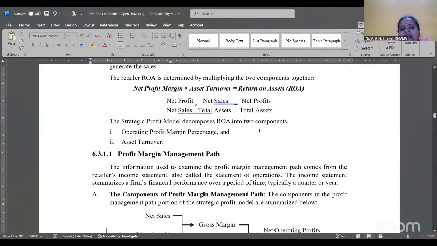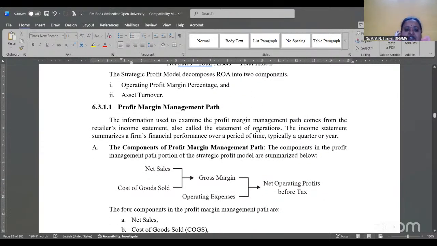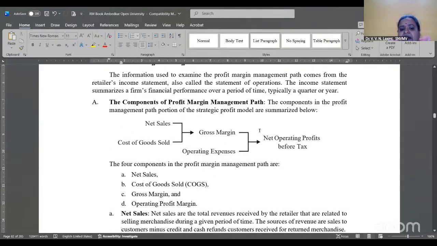There is another approach to understand the performance of the retailer, that is the profit margin management path. In this particular approach, four components are looked at: net sales, cost of goods sold, because inventory forms a very large portion of the liquid assets as far as the retailer is concerned. Then one has to look at the gross margin and also the operating profit margin.